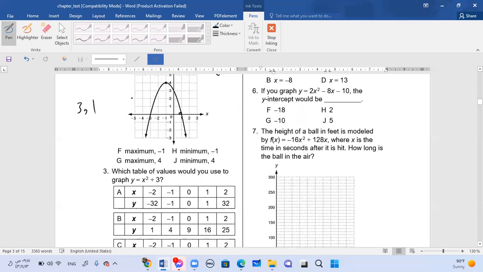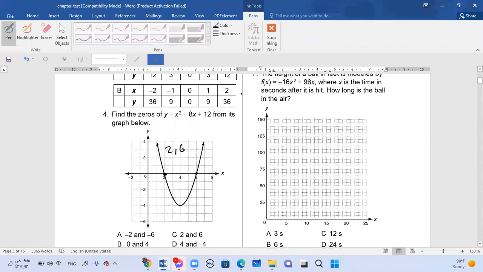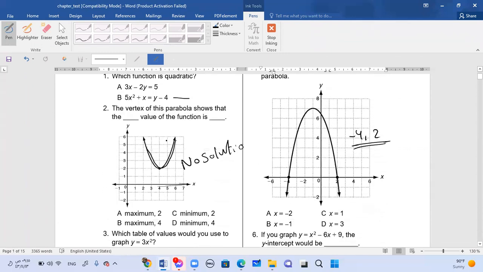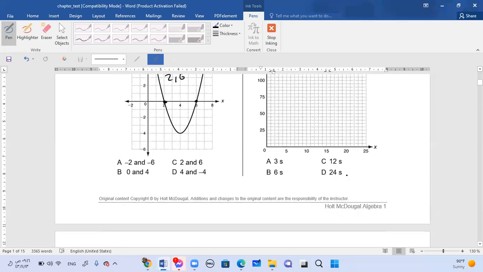Look at the graph. Does this graph intersect the x-axis at any point? No, so there is no solution. This graph intersects the x-axis in 2 points, -4 and 2. No solution means I can't find the solution for this graph.